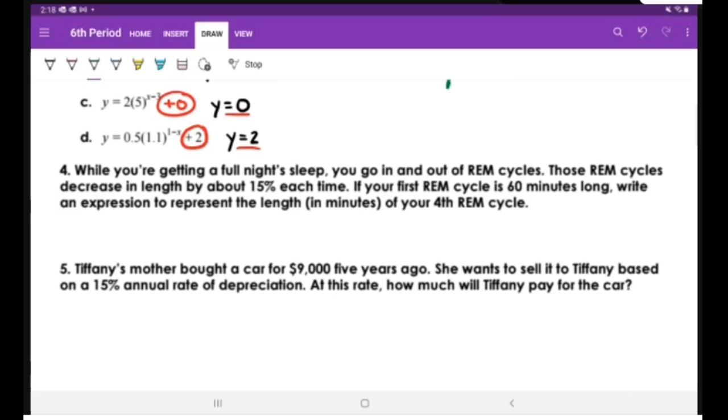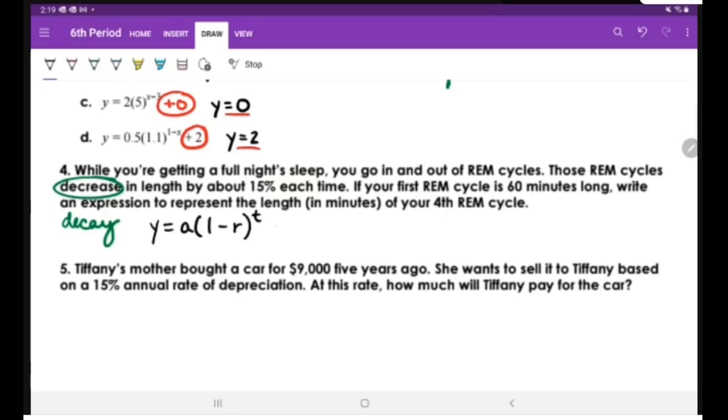So this question is about REM cycles while you're sleeping. It says your REM cycles decrease in length by about 15% each time. If your first REM cycle is 60 minutes long, write an expression to represent the length of your 4th REM cycle specifically. So let's break this down. Is this growth or decay? How do you know that? Is there a keyword? Decreased. Decreasing in length. All right, so if it's decay, we're going to be using the 1 minus R model.